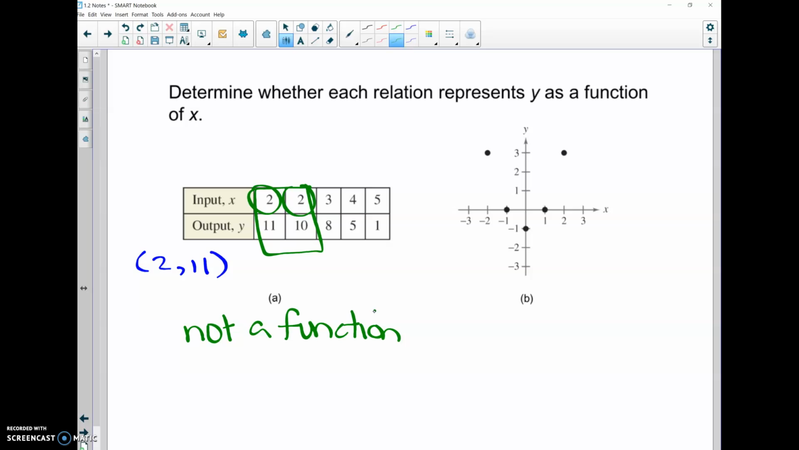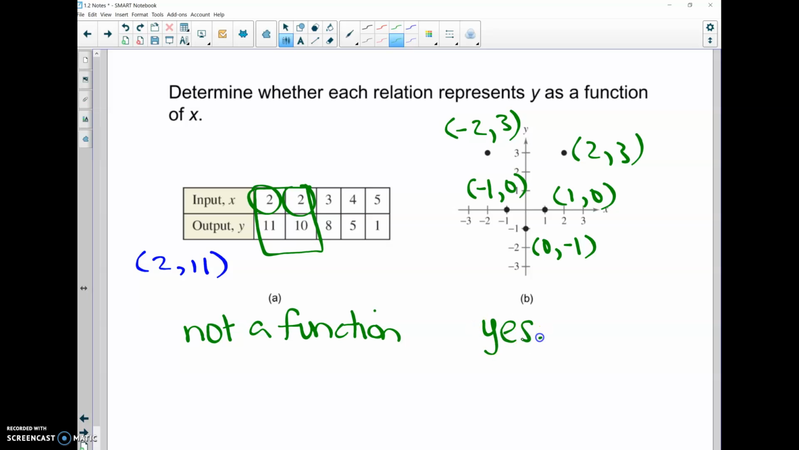On the right-hand side, graphically, if you look at each point, you could rewrite each point as its ordered pair. So this one up here is -2, 3. This one is -1, 0, 0, -1, 1, 0, and 2, 3. All we care about is a repeat in your x values. In this case, we have -2, -1, 0, 1, and 2, so there are no repeats in x values. So yes, this is a function.